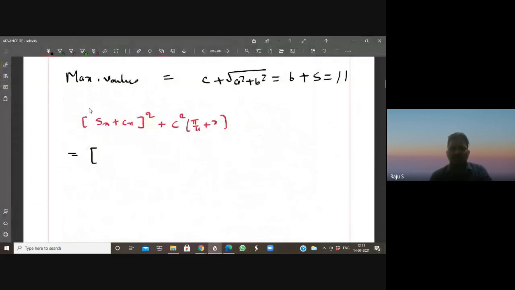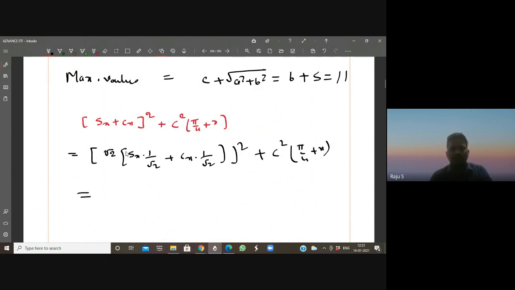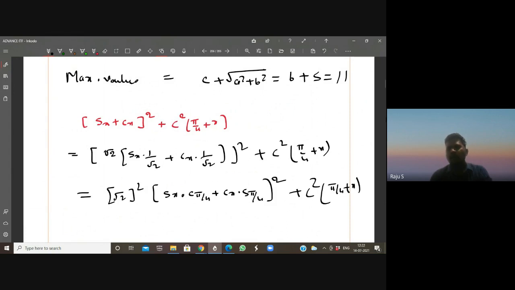Simplification is sometimes quite difficult compared to verification. So multiply and divide with root 2. When I multiply and divide with root 2, we get root 2 times (1 by root 2 sin x plus cos x 1 by root 2) the whole square plus cos square (pi by 4 plus x). Now root 2 you can take outside, root 2 square. Now I write sin x into 1 by root 2 is cos pi by 4 plus cos x into sin pi by 4, plus cos square (pi by 4 plus x). This is the way we can simplify.